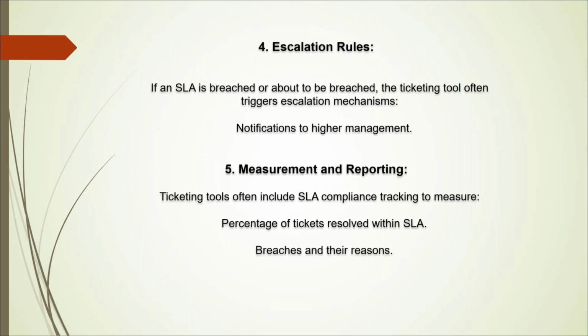Fourth is escalation rules. In escalation rules, if an SLA is breached or about to be breached, the ticketing tool often triggers an escalation mechanism. For example, if the SLA is breached, meaning the agent didn't respond to that particular issue on time, or the resolution wasn't provided in the particular time, in that case a notification should be sent to the higher authority. That is the escalation rule we need to configure for those issues. We need to define those rules in the particular SLA.